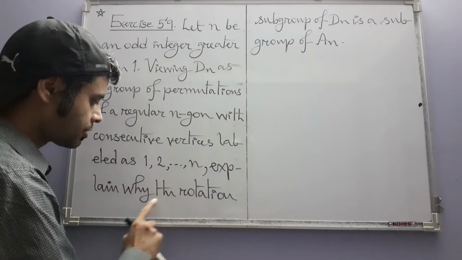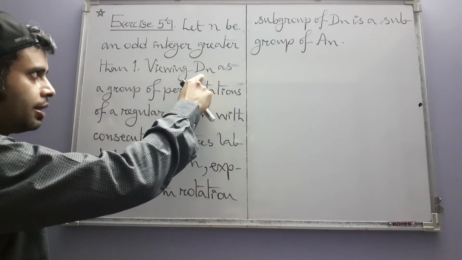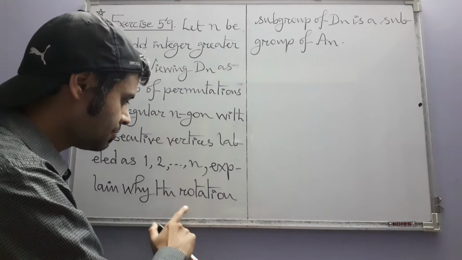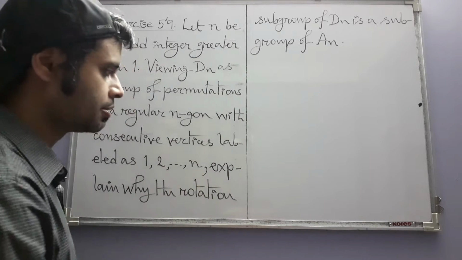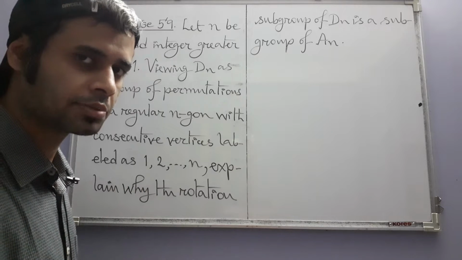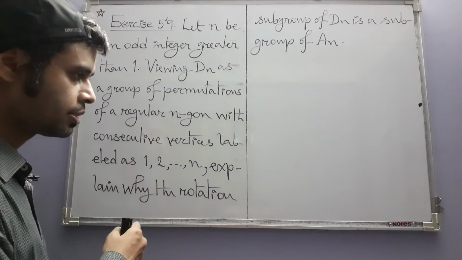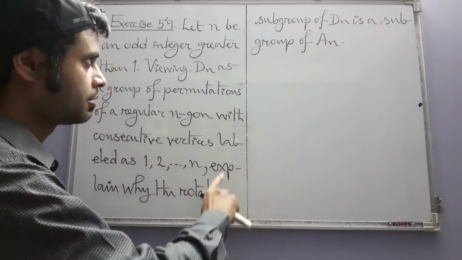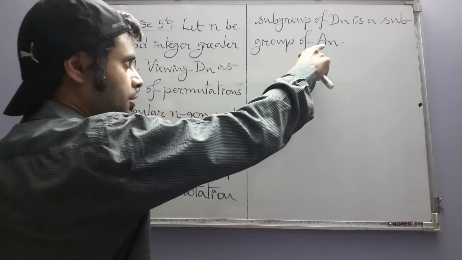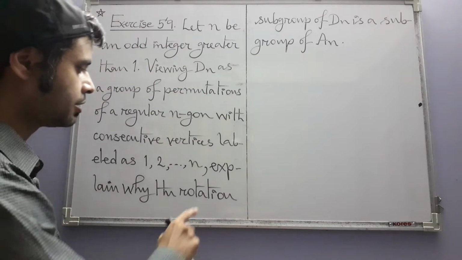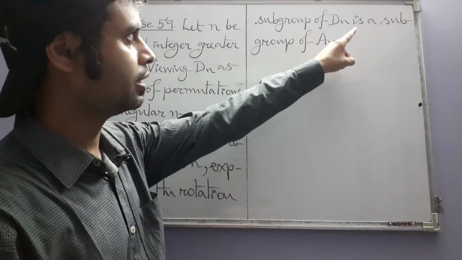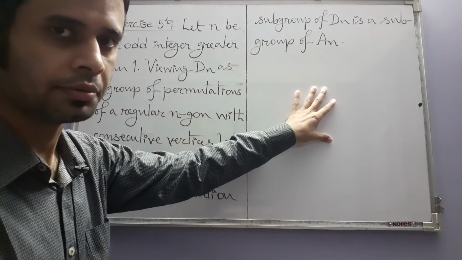Now under this correspondence, every element in Dn will correspond to a permutation. Specifically the rotations in Dn. We know there are two types of elements in Dn, rotations and reflections. All the rotations correspond to even permutations. In other words, explain why the rotation subgroup of Dn is a subgroup of An.